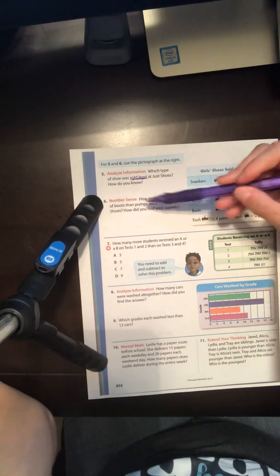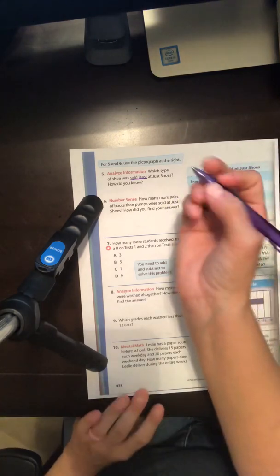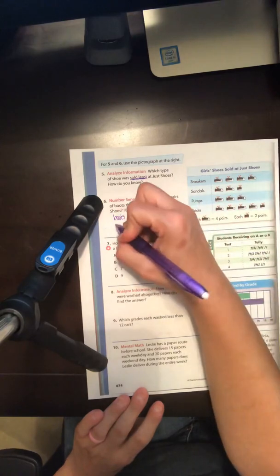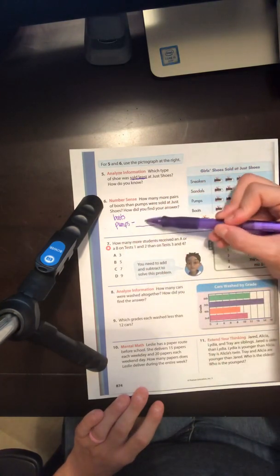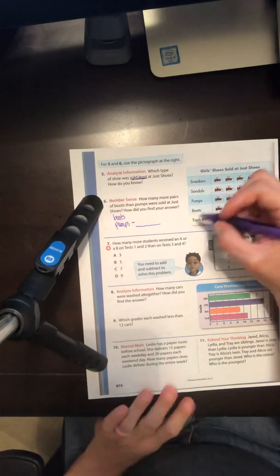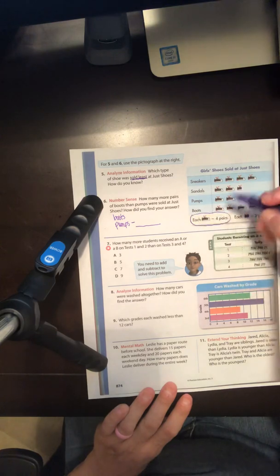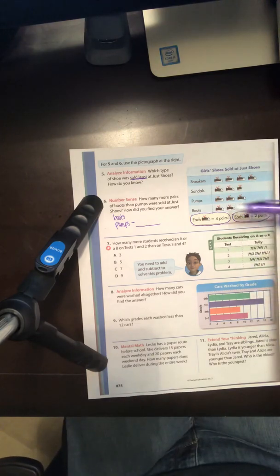How many more pairs of boots than pumps were sold at Just Shoes? So right here, you need to write boots and you need to write pumps. How many more? So that means you're going to subtract. So you're going to write the number of pumps here and the number of boots here and then subtract. But you also need to pay close attention because down here the key says each one of these shoes represents 4 pairs and a half equals 2 pairs. So you better be prepared to work that out.